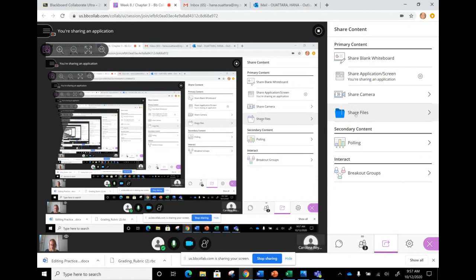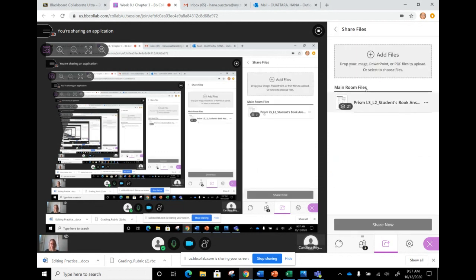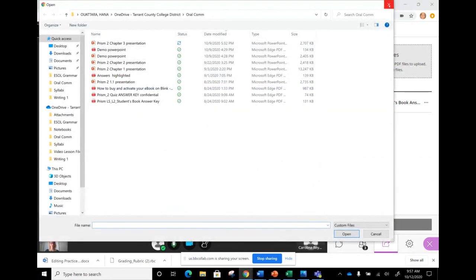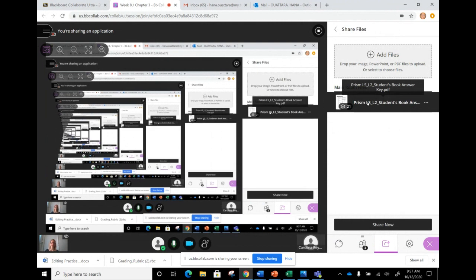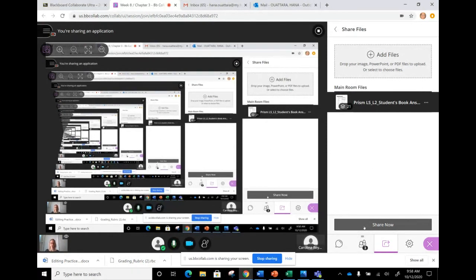You can also click on share files, and when you do that, you add the file from your computer. So I already see it pulls up your computer files. I already added my presentation. So if I click on this, well, this is not a presentation. It's actually the answer key. But once you've added it here, then you click on it and you click share now. So that's how you would present your PowerPoint slides next week if you would like to do it during class. Okay.